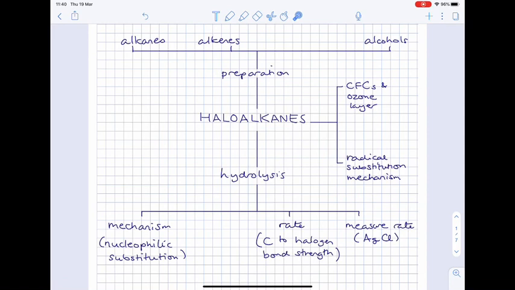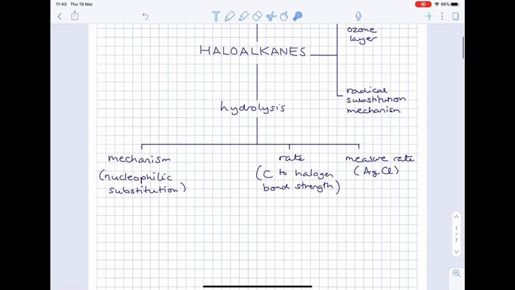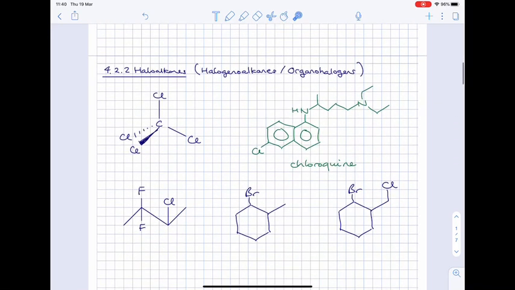Later on in this topic, we're going to look at the main reaction of haloalkanes, which is hydrolysis. And also we're going to look at the environmental issues related to haloalkanes in terms of its effect on the ozone layer. Okay, before we do that, let's look at what haloalkanes are.